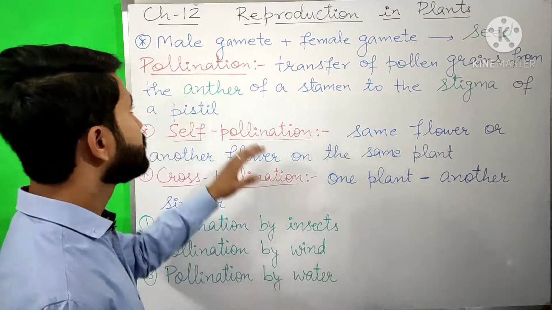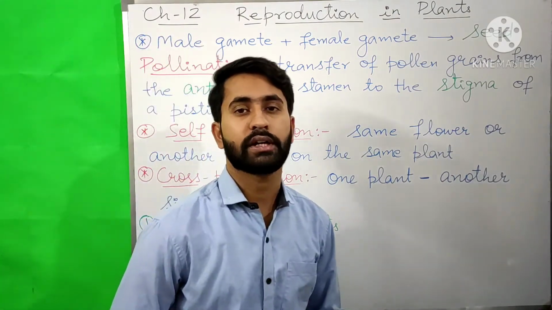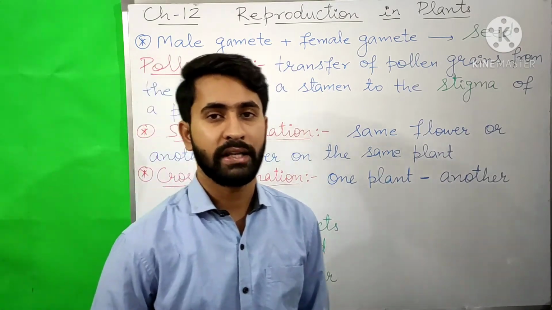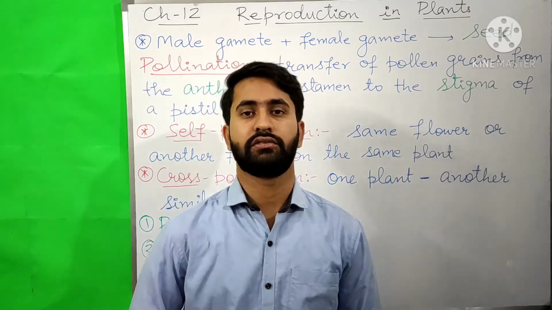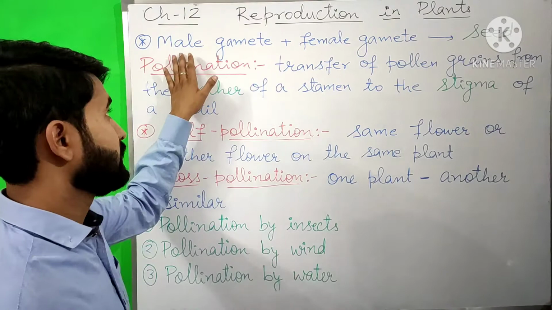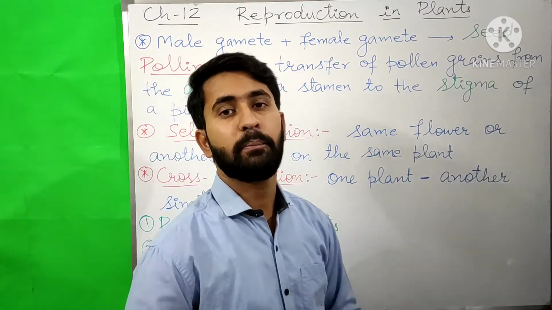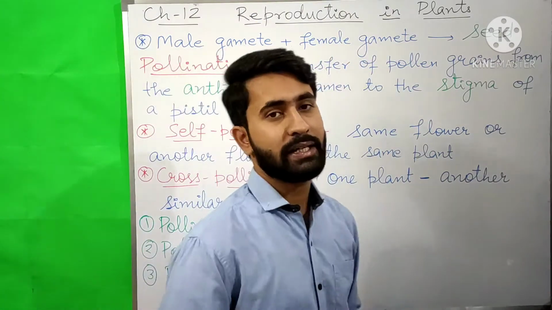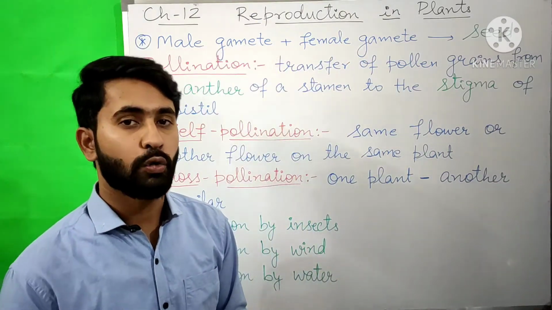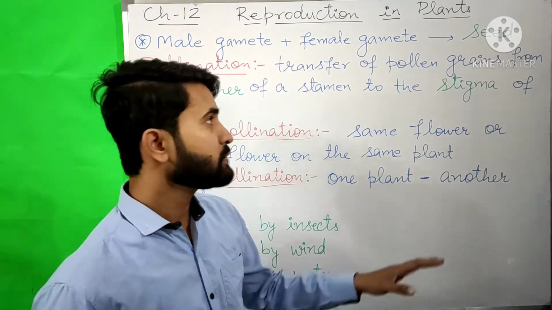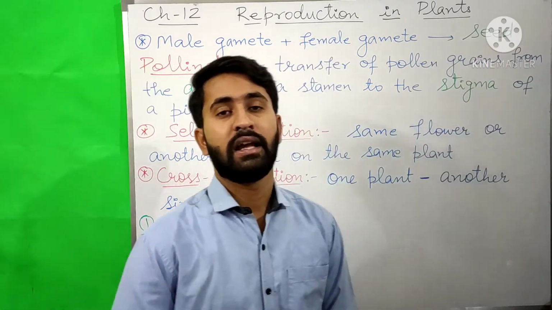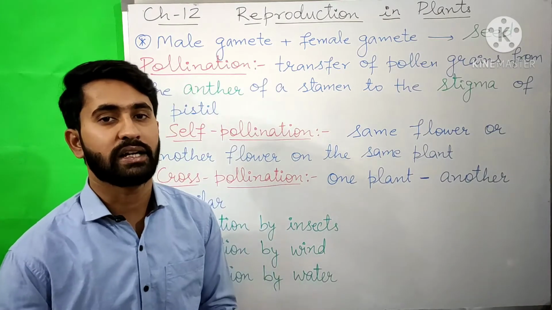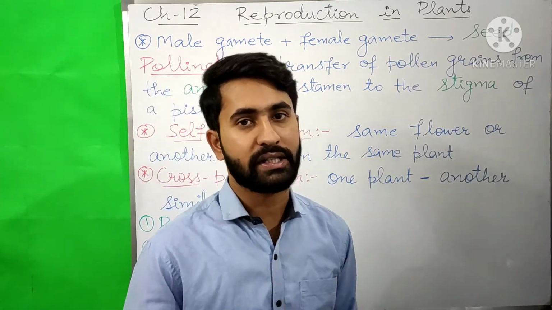We are reading chapter number 12, Reproduction in Plants. Today we will learn about pollination and fertilization. When a male gamete that is present in the pollen grains combines with the female gamete that is present in the ovule, it forms a new seed, and this process occurs in two steps, that is pollination and fertilization.